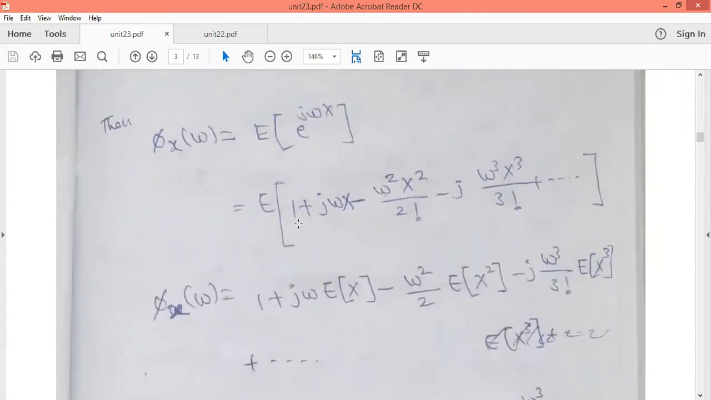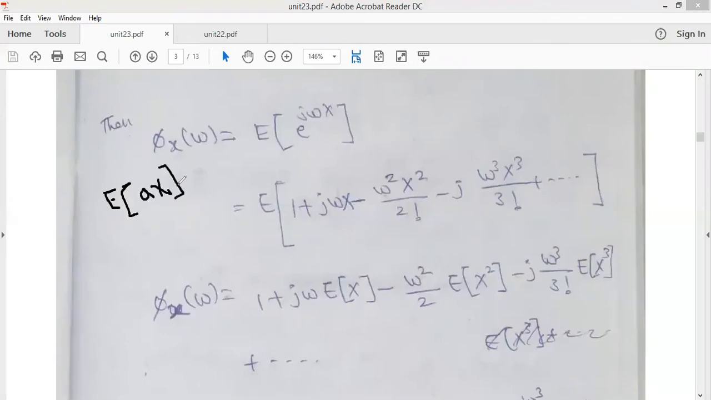Now you know that the expectation of a sum of variables is equal to the sum of expectations. So we can apply the expectation to each and every term separately. Now we get the expectation of 1, plus j omega expectation of x, plus minus omega square. See here, whichever terms are constants, we write outside the expectation, because the expectation of ax is a into expectation of x. If we have any constants, we can write them outside the expectation. Only to the random variable do we apply the expectation.